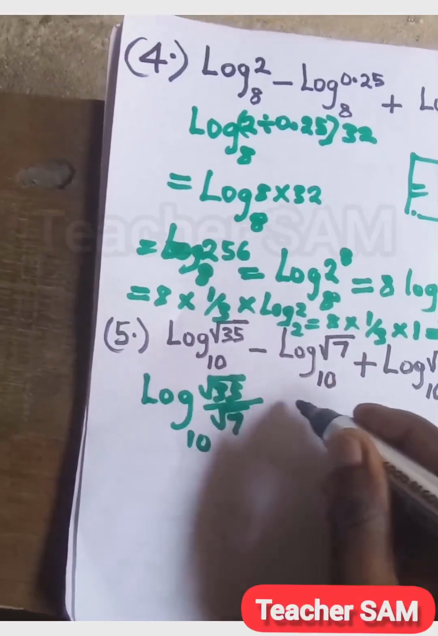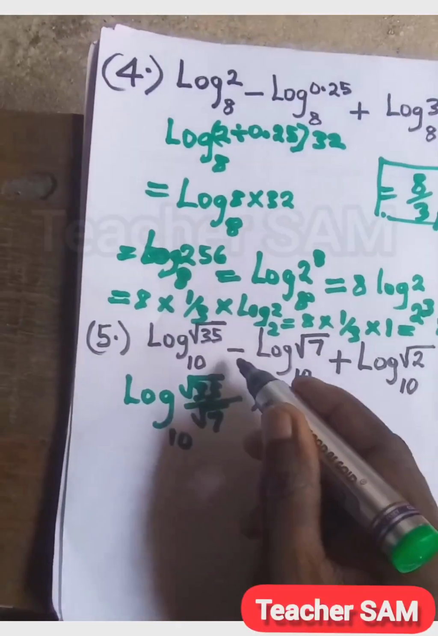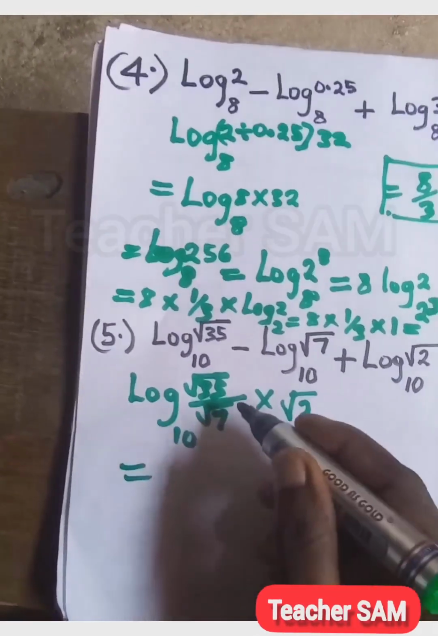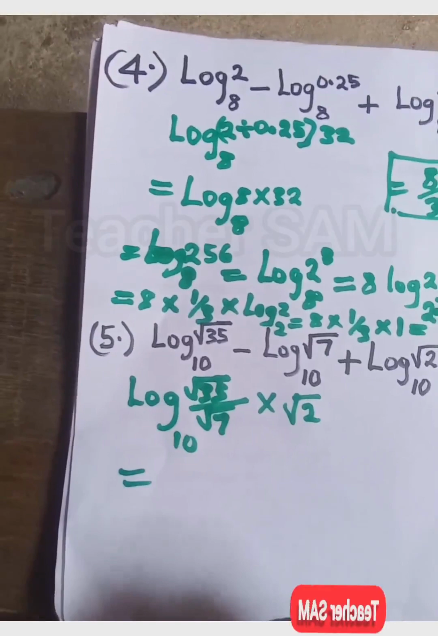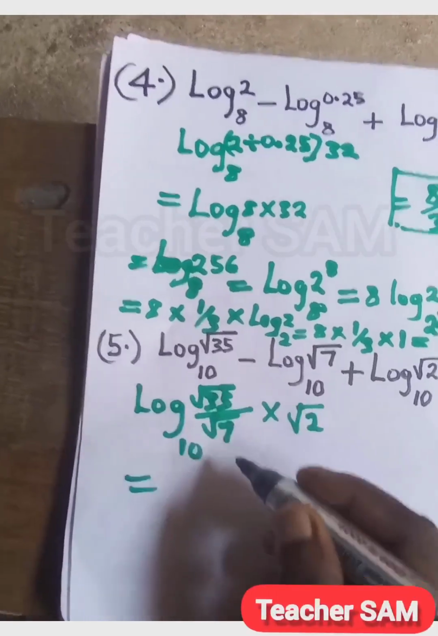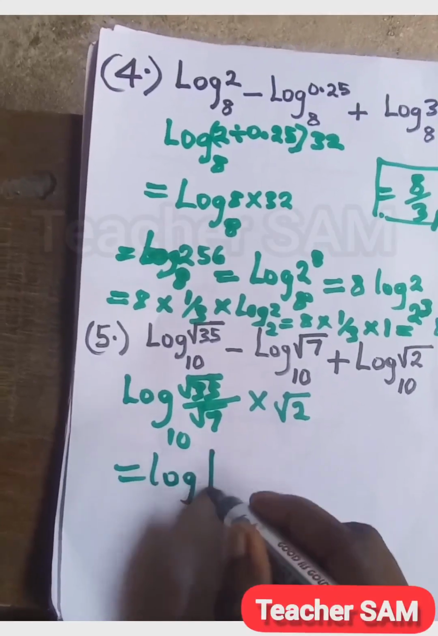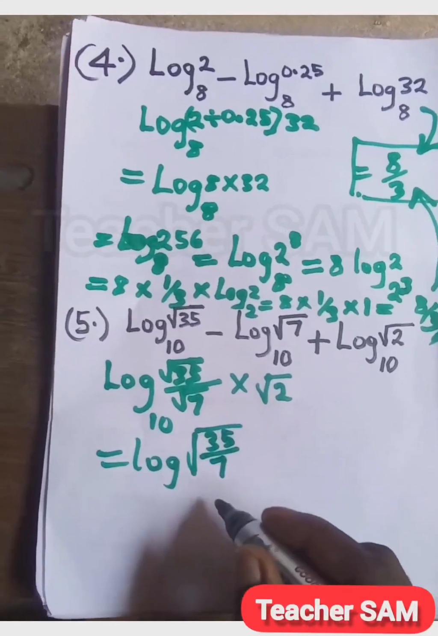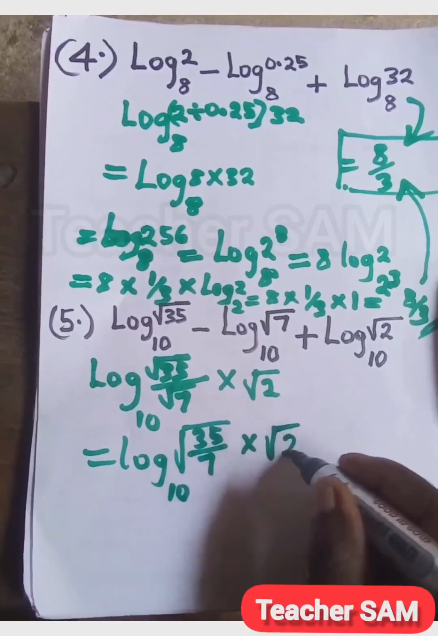Now times everything times root 2, because of the laws. This is plus, this is minus, so for the minus we divide, for the plus we multiply. Now root 35 divided by root 7. If I divide root 35 by root 7, I can put them in the same log: root of 35 divided by 7, in short form, base 10. Now times root 2.